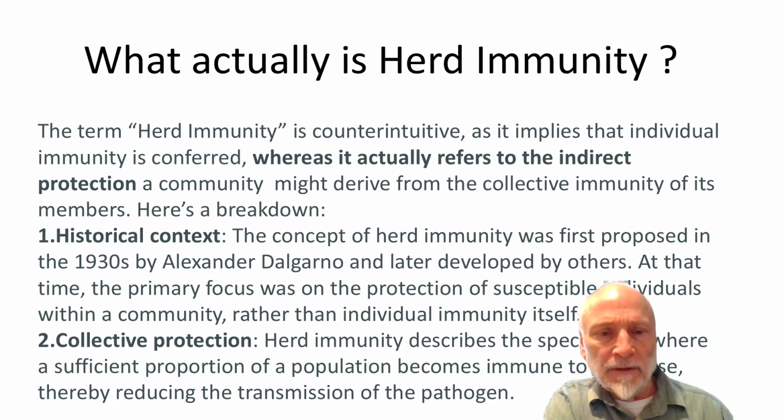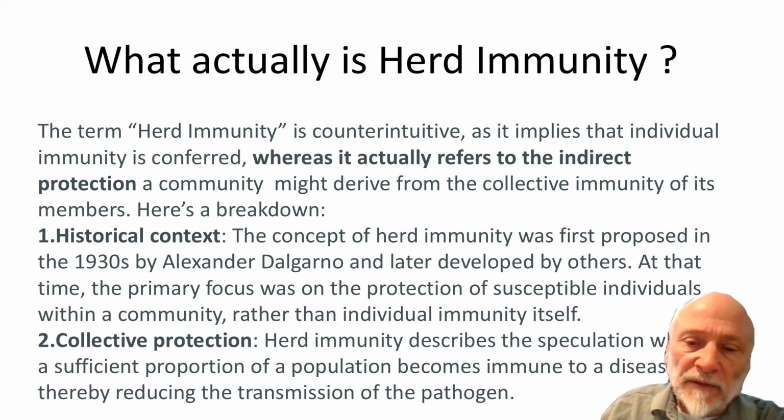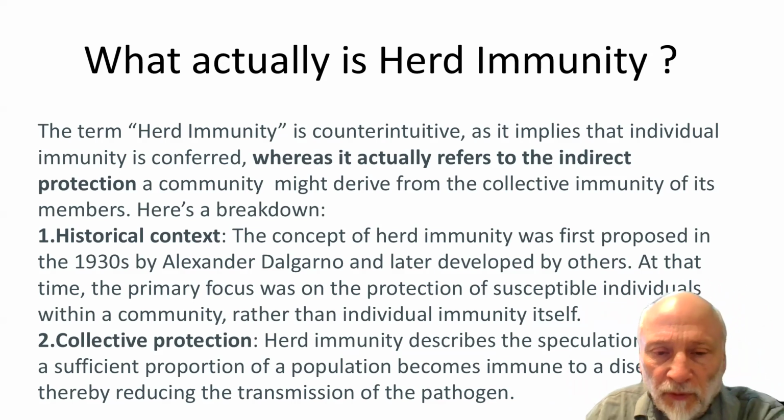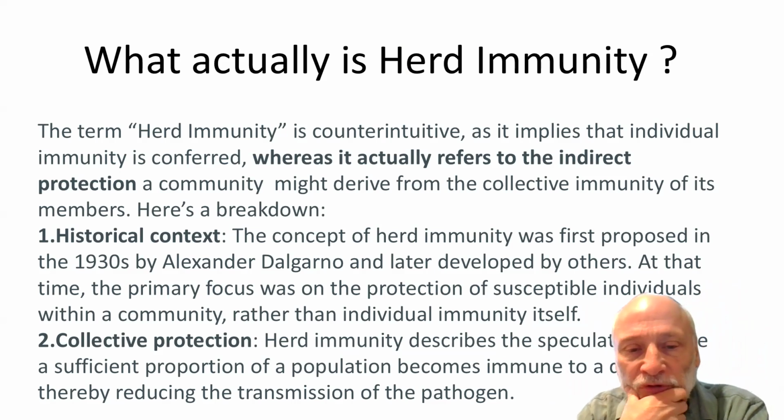Sounds confusing. In the historical context, the concept of herd immunity was first proposed in the 1930s by Alexander Delgarno and later developed by others. At that time, the primary focus was on the protection of susceptible individuals within a community rather than the community itself. Herd immunity describes the situation where a sufficient proportion of the population becomes immune to a pathogen, thereby reducing the transmission of that pathogen.